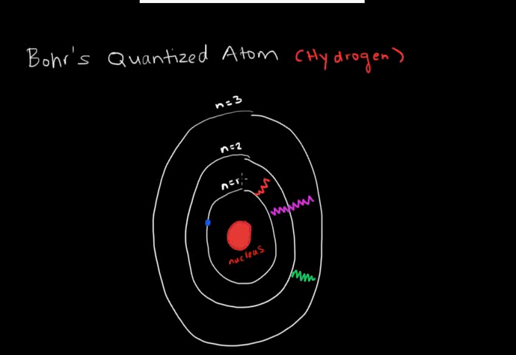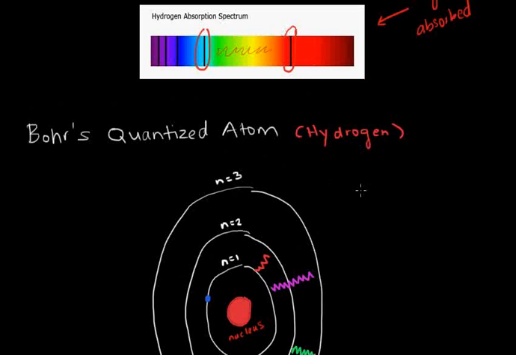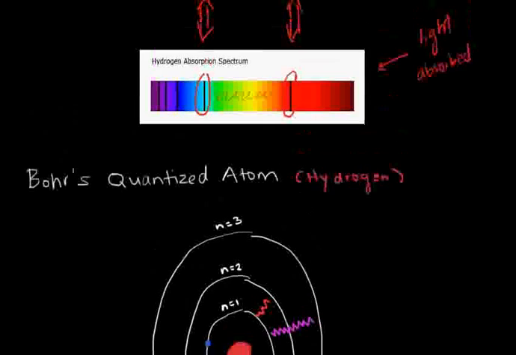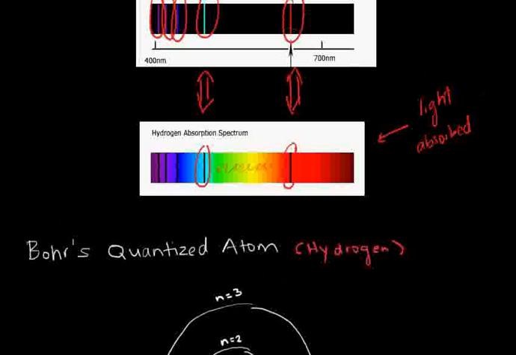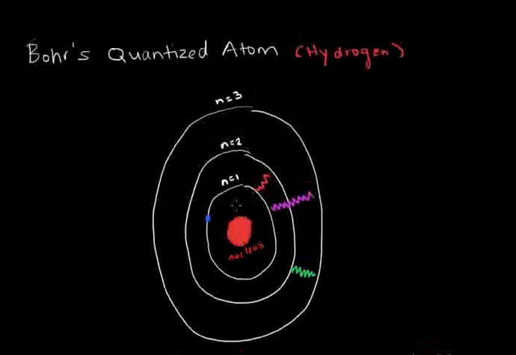So maybe moving from this first ring to the second ring, an electron will absorb a specific wavelength of light, and that maybe is this red, which we see missing here. And then when the electron jumps back down a level, it's going to give off that light again, and that explains the emission spectrum of hydrogen. And maybe jumping from 1 to 3 gives off the purple light, and maybe jumping from 3 to 2 gives off the green light, etc., etc.